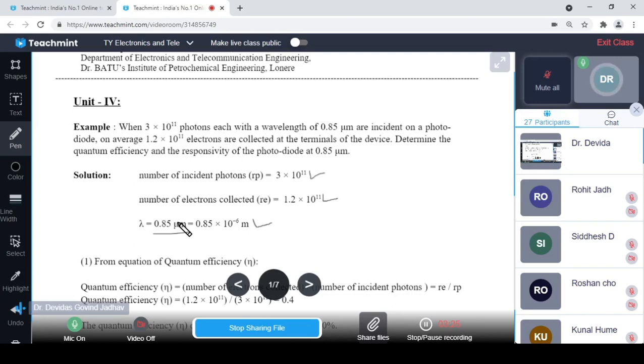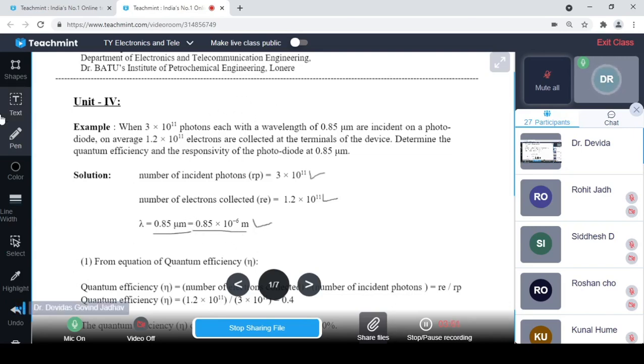Micro means 10 raised to minus 6. So you can remove micro by multiplying the number with 10 raised to minus 6. So 0.85 micrometer becomes 0.85 into 10 raised to minus 6 meter.